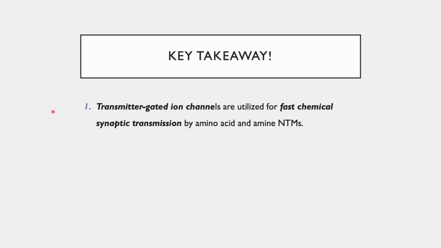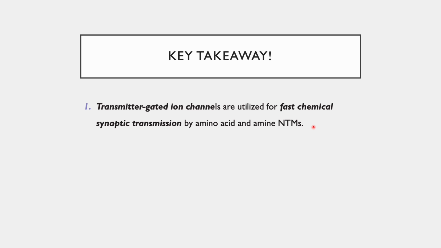Now that we understand transmitter-gated ion channels, I want you to understand this key takeaway. Remember that transmitter-gated ion channels, also known as ligand-gated ion channels, are typically utilized for fast chemical synaptic transmission by different neurotransmitters, but these are the two small molecule neurotransmitters, the amino acid and amine neurotransmitters. So for example, this would include our catecholamines like dopamine or norepinephrine, or monoamines like serotonin.